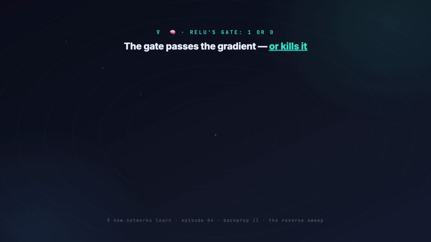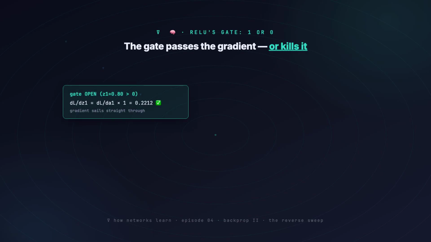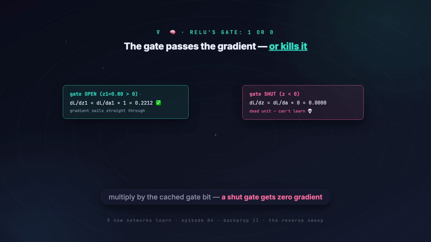Now we cross the ReLU, and here's where a whole future episode hides. To push error from the activation A1 back to the pre-activation Z1, you multiply by ReLU's local slope, which is dead simple: 1 if the gate was open, 0 if it was shut. Our gate was open, Z1 was 0.80, safely positive, so the gradient passes straight through unchanged. But hold on to that 0 case. A unit whose gate is shut gets no gradient at all, it can't learn. That's the dead ReLU trap, and it's the first cousin of the vanishing gradient story we hit later. For now the gate is open, so the error sails through.